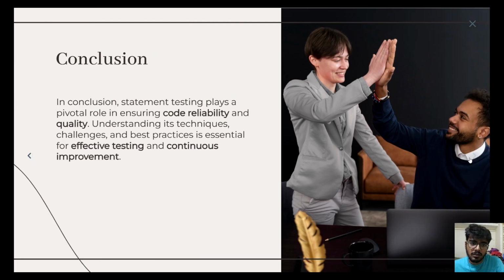Conclusion. In conclusion, I would just like to say that statement testing plays a very pivotal role in ensuring code reliability and quality. Understanding its techniques, challenges, and best practices is essential for software testing, and it continues to evolve for its improvement.